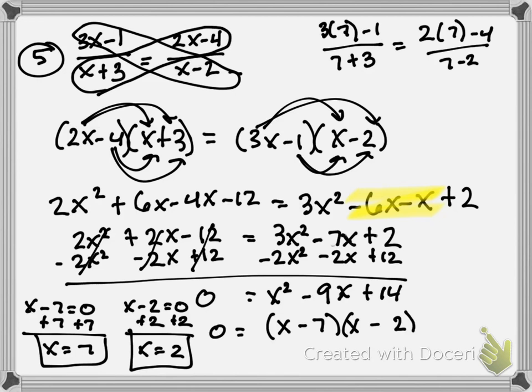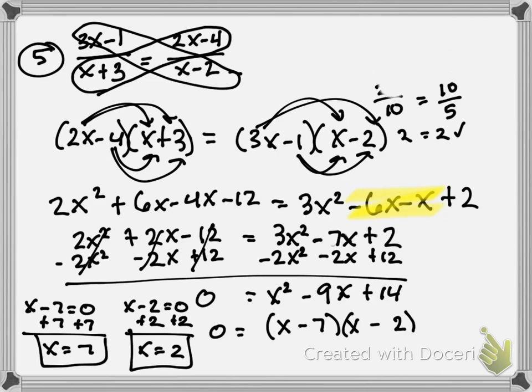3 times 7 is 21. 21 minus 1 is 20 over 10. 14 minus 4 is 10 over 5. Well, 20 over 10 is 2. 10 over 5 is 2. So x equals 7, that one works. All right, let's do the other one.